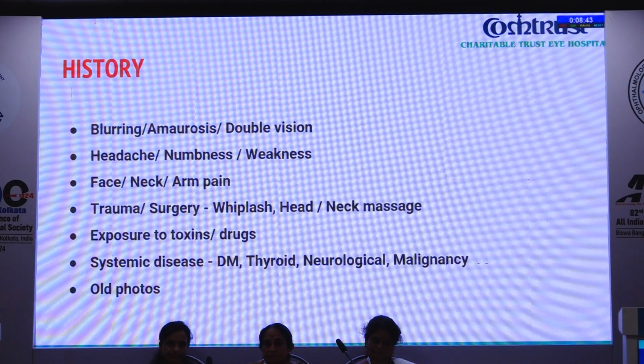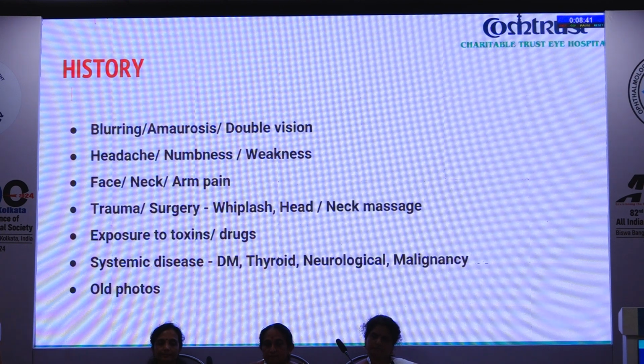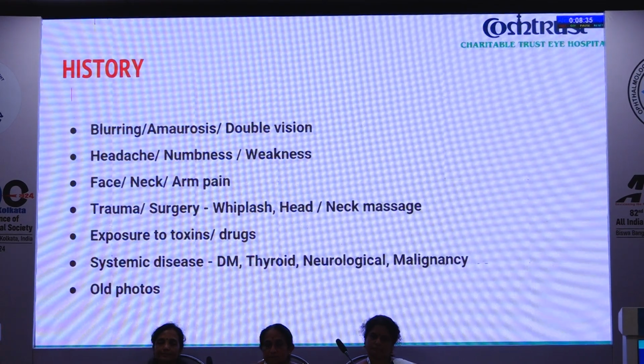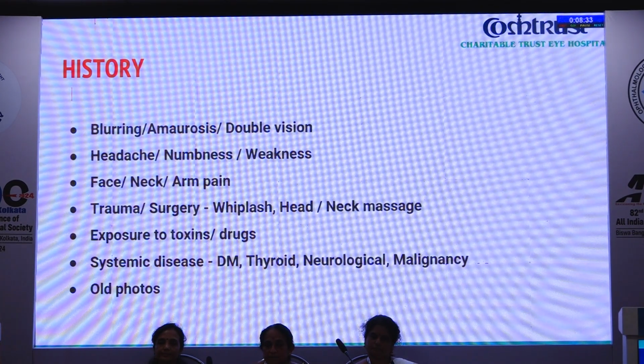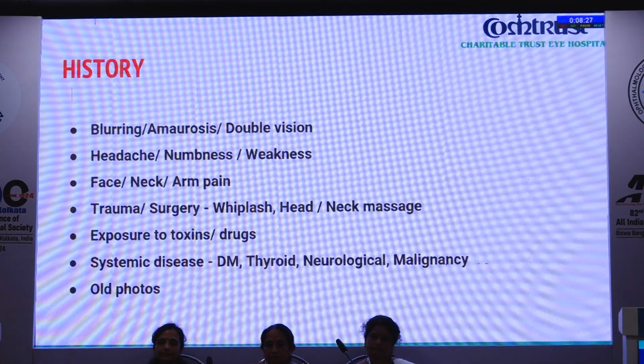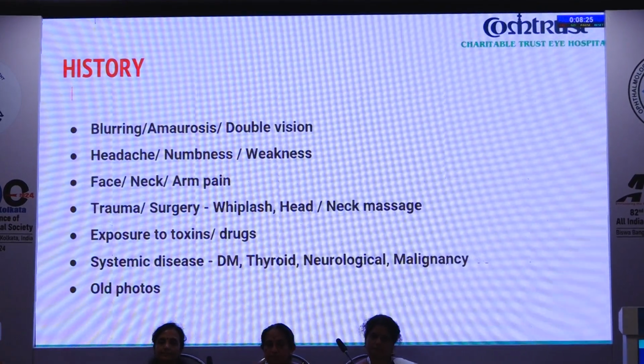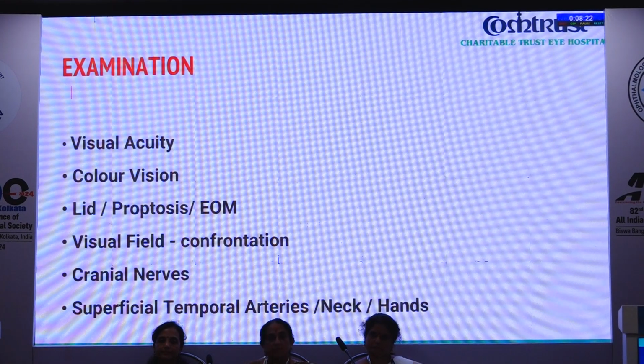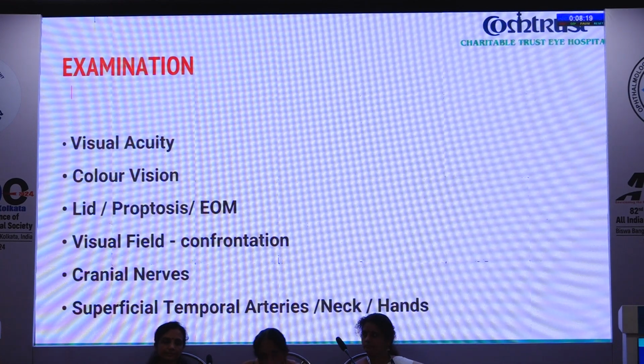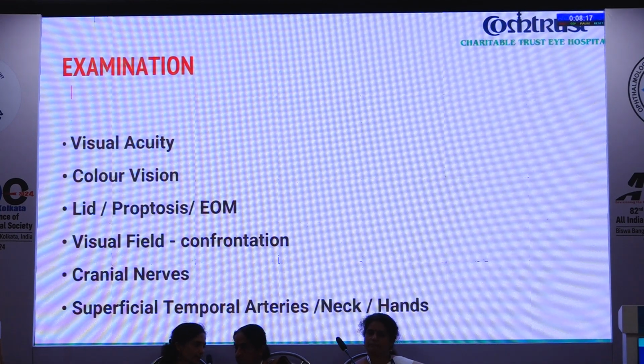First and foremost, take a history, as was clearly pointed out by all of these eminent experts. Blurring, amaurosis, double vision, headache, numbness, face, neck, arm pain, trauma or surgery, exposure to toxins or drugs, systemic diseases, and most importantly, old photos need to be checked. A thorough examination of visual acuity, color vision, lids, proptosis, extraocular movements, visual field analysis, at least a confrontation test, cranial nerve examination, and of course check for superficial temporal arteries, the hands, and necks.